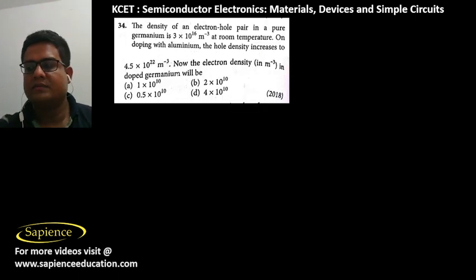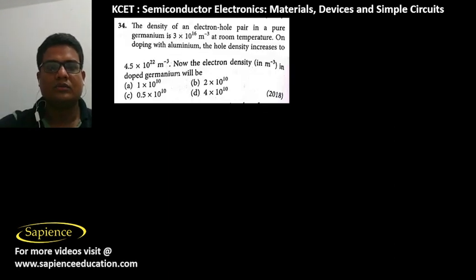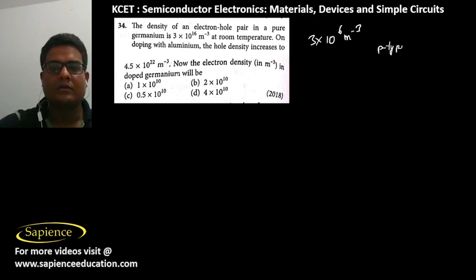Question number 34 says that the density of an electron hole pair in pure germanium is 3 into 10 power 16 per meter cube at room temperature. On doping it with aluminum, a p-type atom, the hole density increases to 4.5 into 10 power 22 per meter cube. Now the electron density in the doped germanium?